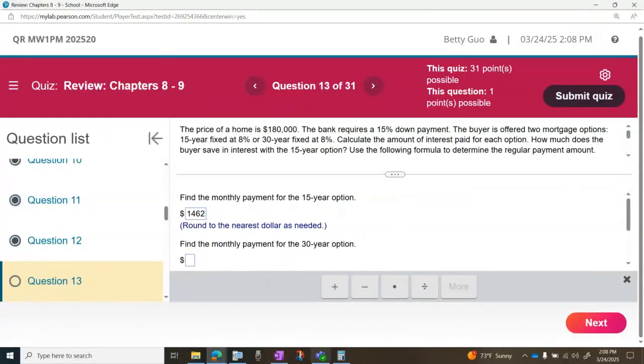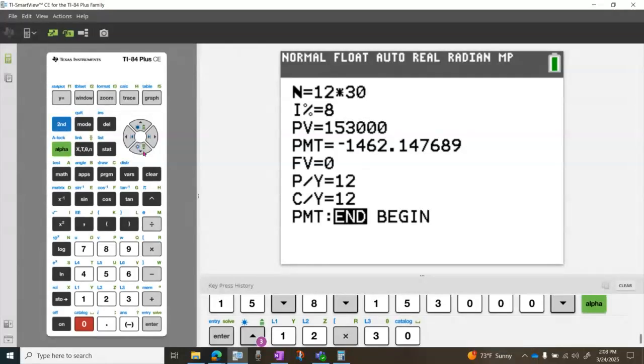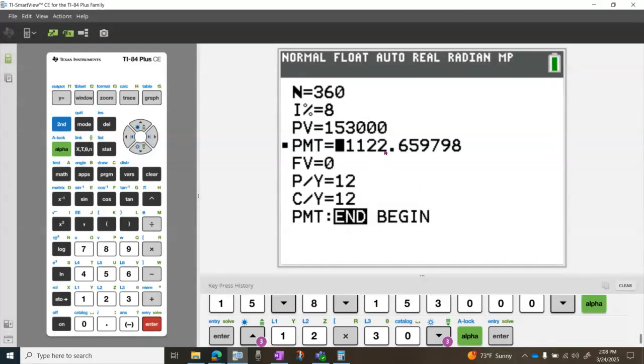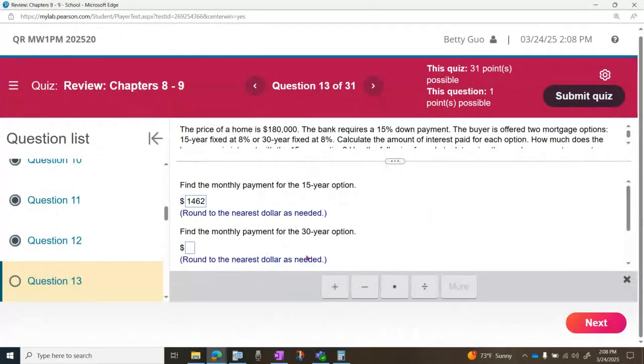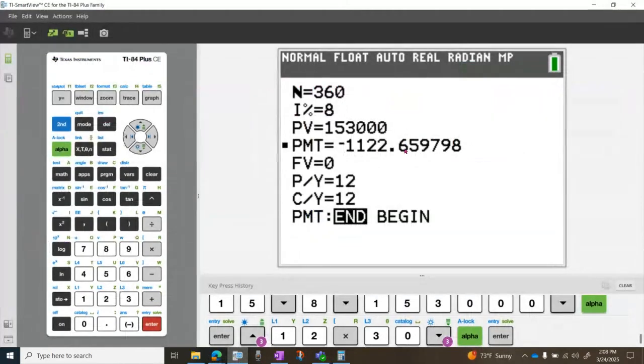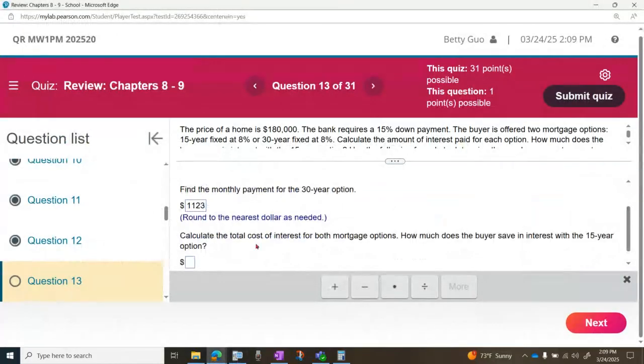And what's the monthly payment for the 30-year option? All we need to do is change this here. Instead of 15 years, this time it's 30 years, so times 30. Everything else is the same, and then we solve for the payment. To the nearest dollar, 1,123. Double check. This is bigger than 5, so round it up. $1,123. So that's the second part.